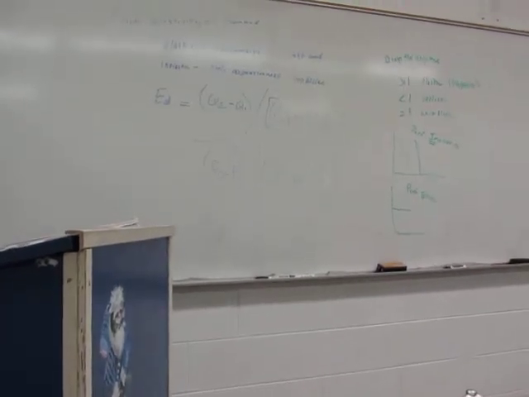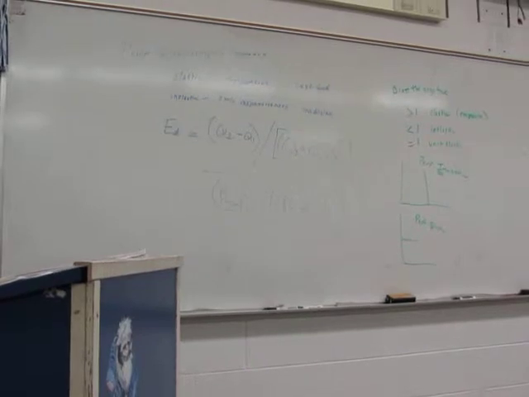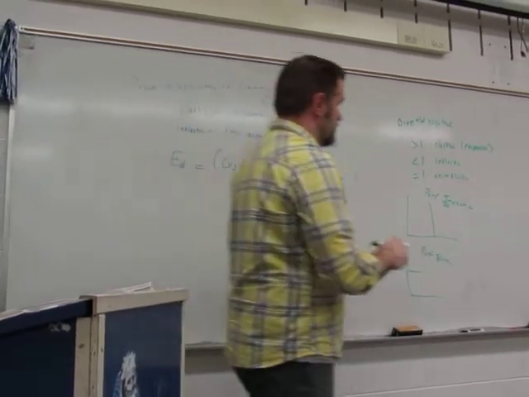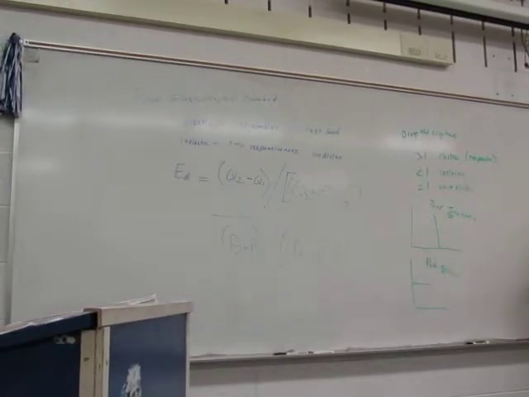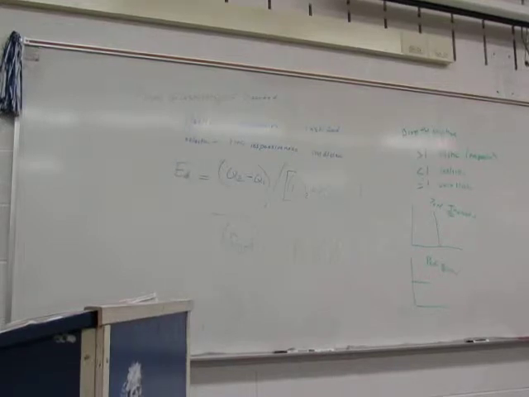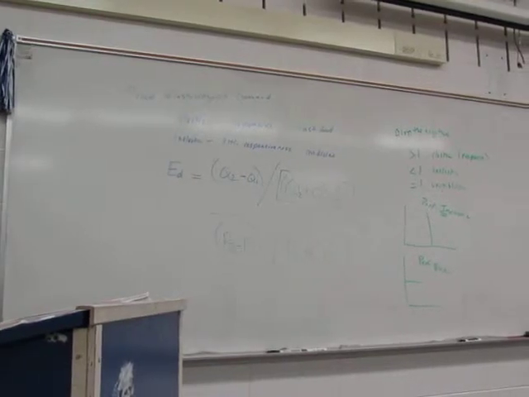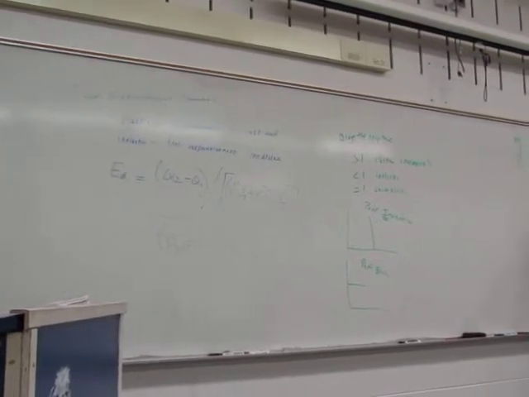All right, the other way we can check for elasticity is what we call the total revenue test. Is this stuff sounding familiar? Bless somebody.